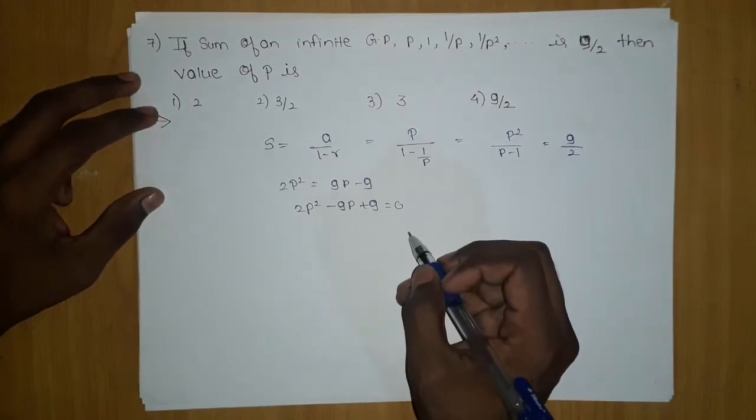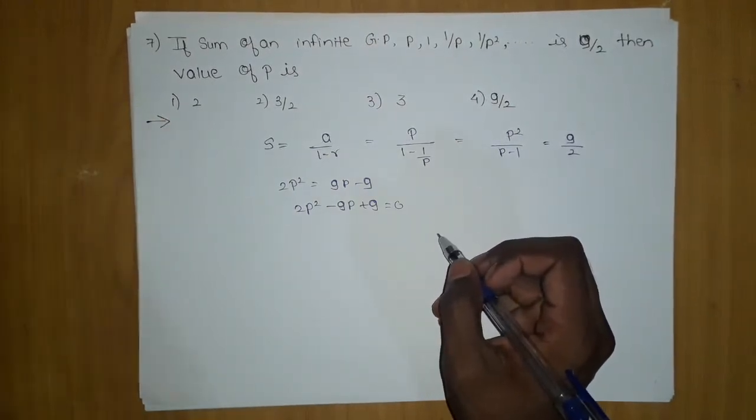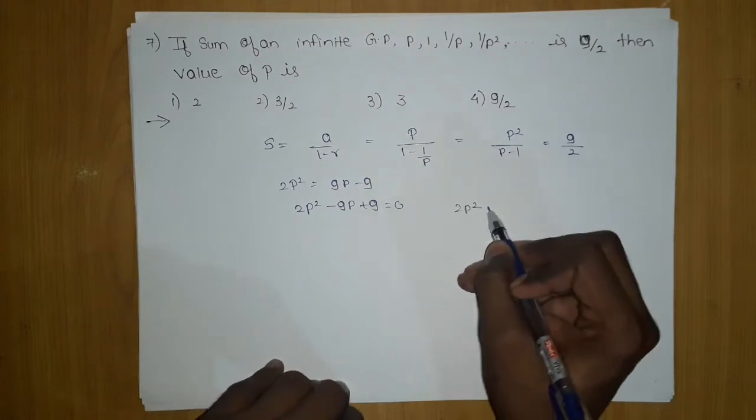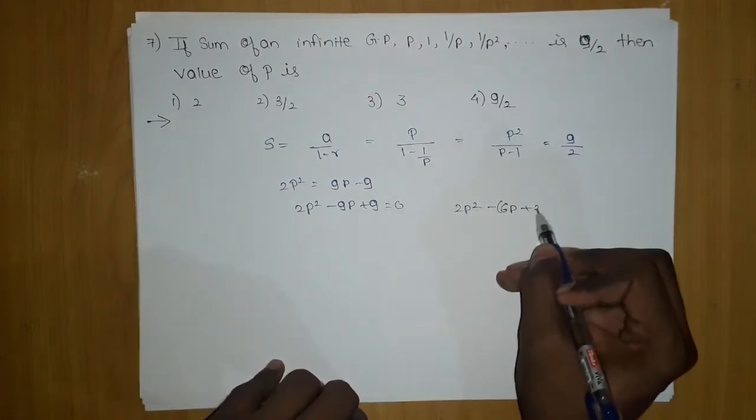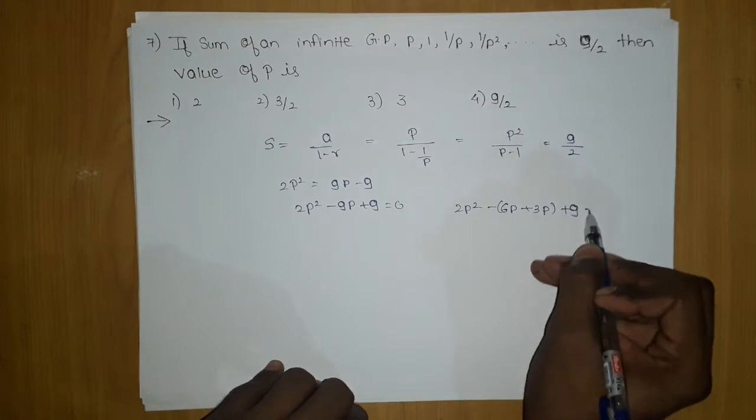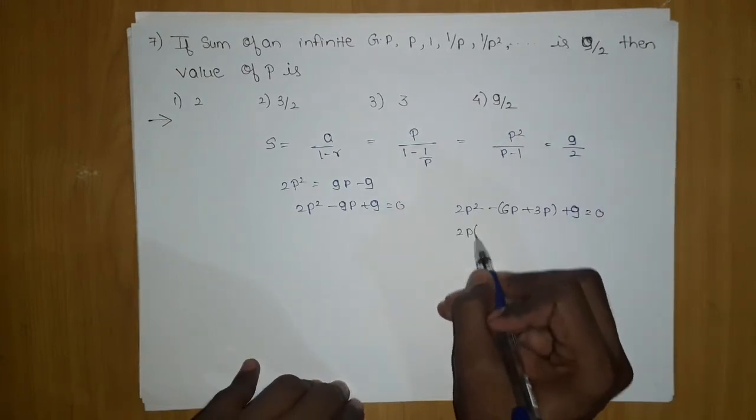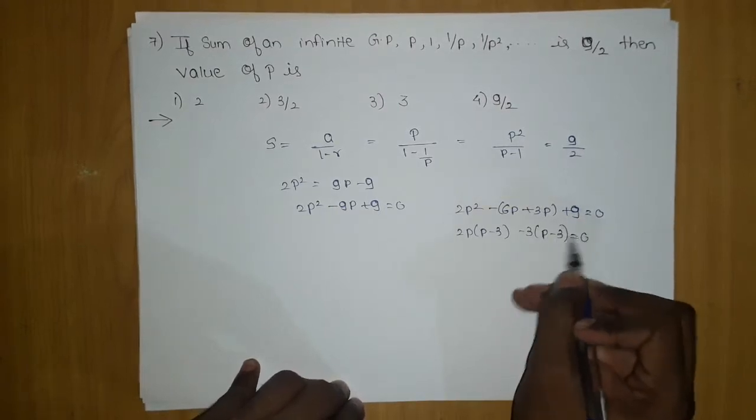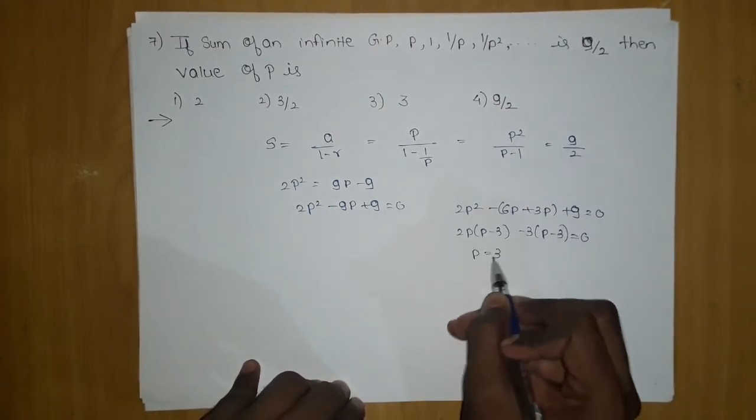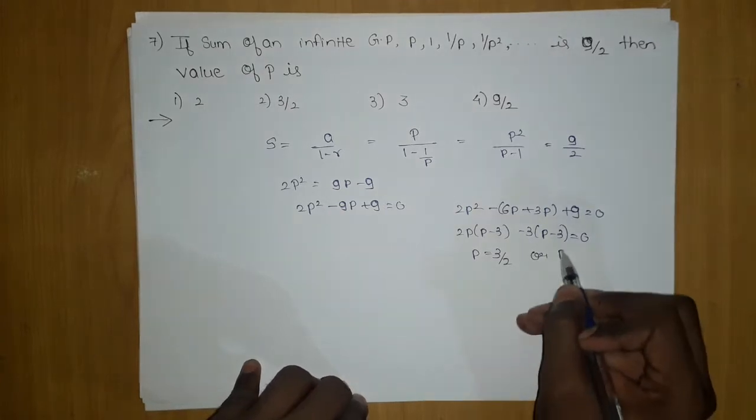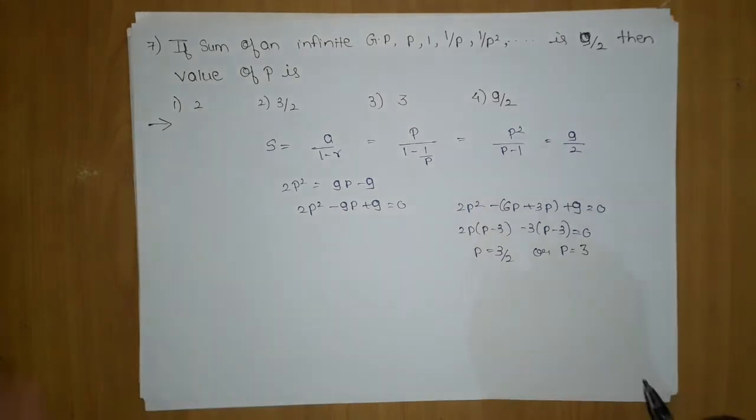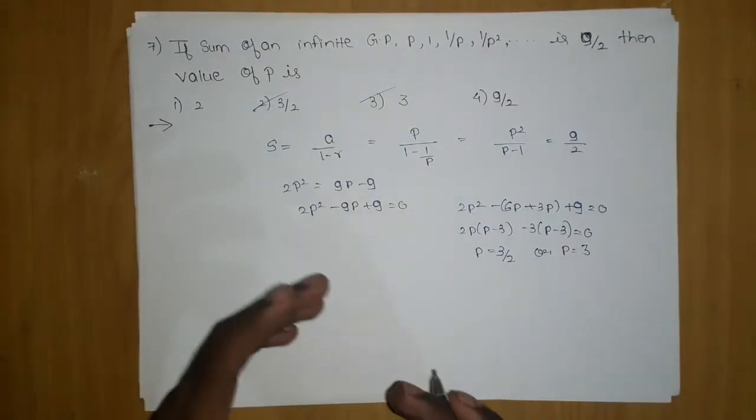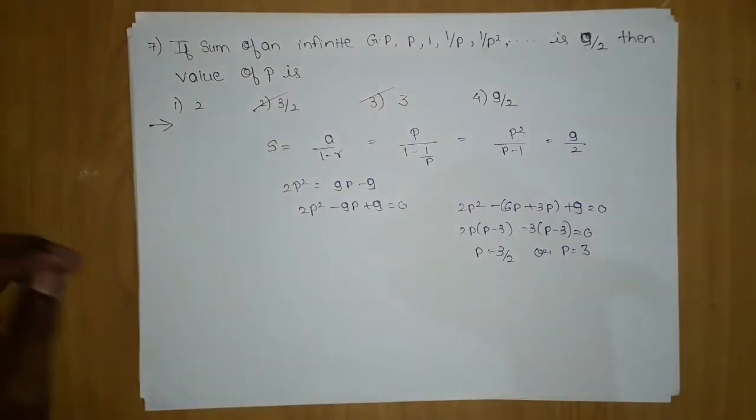Now if we solve it further, we will get 2p square minus 6p minus 3p plus 9 equal to 0, giving me (2p minus 3) into (p minus 3) equal to 0, which will give me p is equal to 3 by 2 or p is equal to 3. Okay, so is there any option? Yes, second and third are the answer. So this question should not be asked because it is just a formula application.